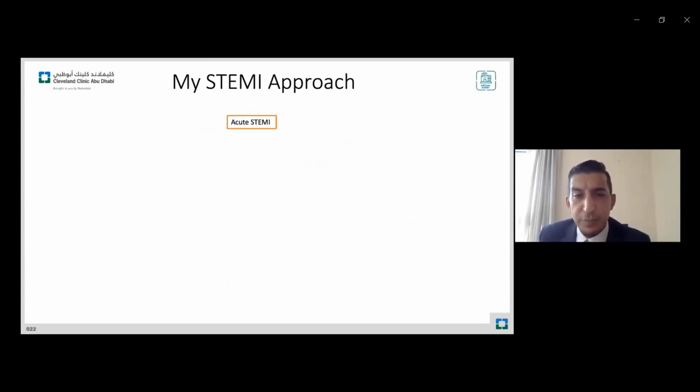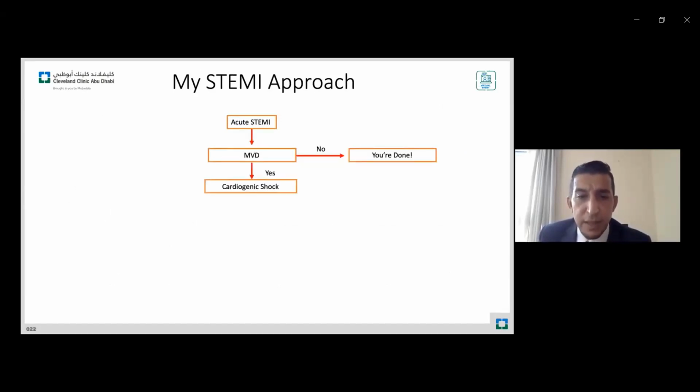So how do I put this all together and what's my STEMI approach? If I have a patient who presents with an acute STEMI, first, do they have multivessel disease? No, then we're done. Yes, then are they in cardiogenic shock? If they're in shock, then we're going to hold off and give them hemodynamic support, whatever is available, balloon pump, Impella, et cetera, as indicated.